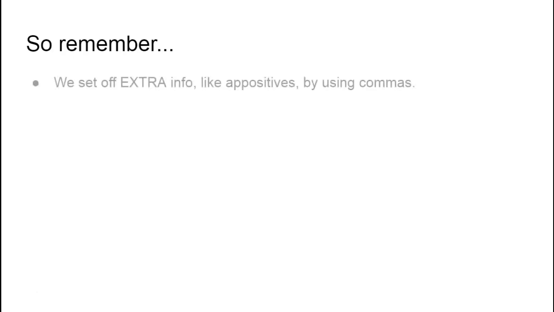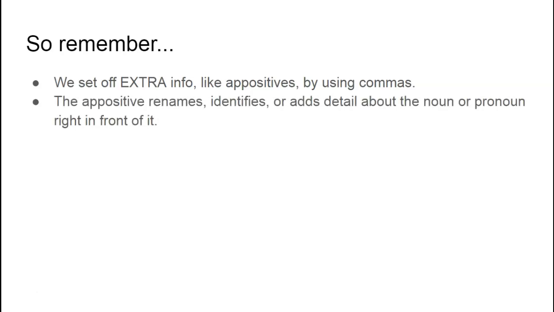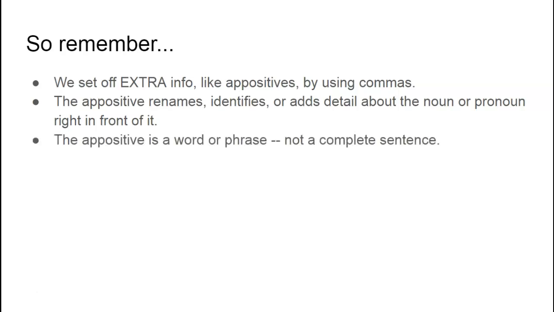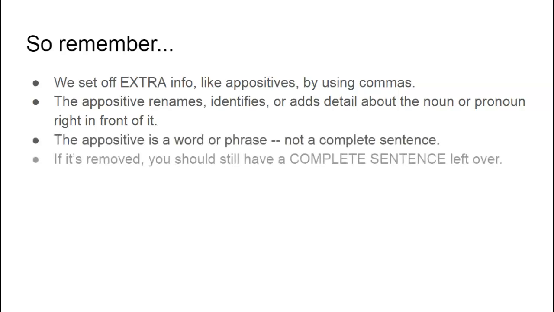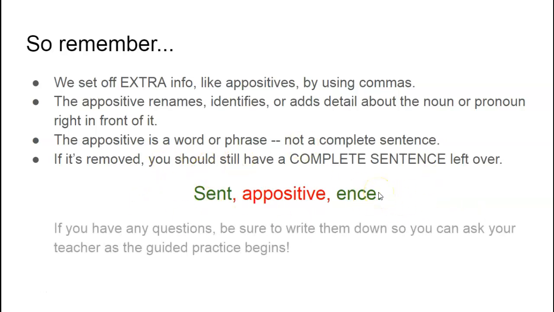So remember, we set off extra info like appositives by using those commas. The appositive renames, identifies, or adds detail about the noun or pronoun right in front of it. The appositive is a word or a phrase, not a complete sentence. And if it's removed, you should still have a complete sentence left over. So if I took out that red appositive in the middle, I'd be left with a sentence. So this is a nice little graphic reminder of what it's supposed to look like.